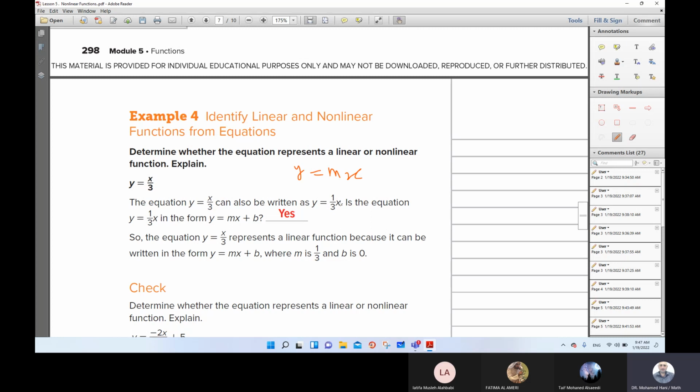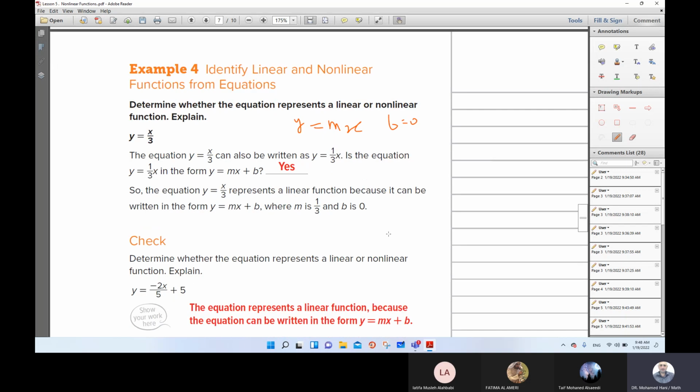So this is linear. Is the equation y equals 1 over 3x in the form y equals mx plus b? Yes, because here the value of b will be 0. So the equation y equals x over 3 represents a linear function because it can be written in the form y equals mx plus b, where m is 1 over 3 and b equals 0.